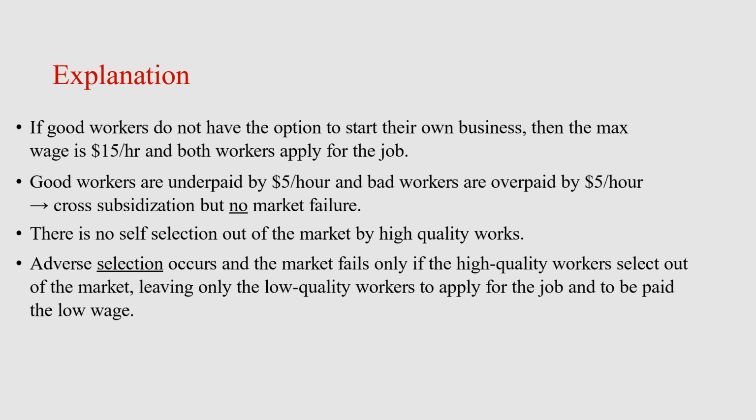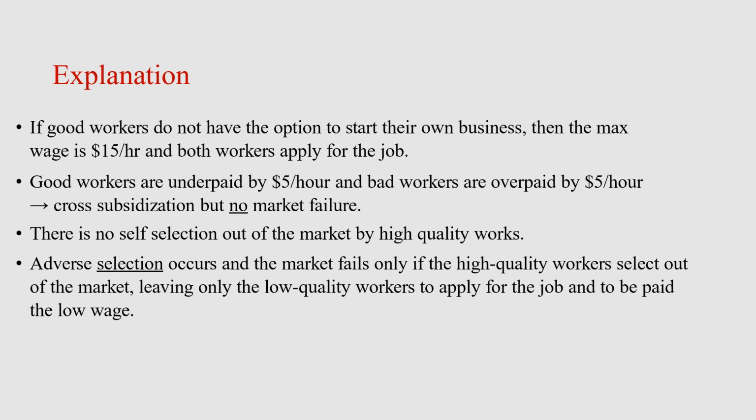If good workers do not have the option to start their own business, then the maximum wage is $15 an hour and both workers apply for the job. Good workers are underpaid by $5 an hour and bad workers are overpaid by $5 an hour. But this cross-subsidization is not a market failure per se. The reason being it's more of a redistribution of income. So there's no self-selection out of the market by the high-quality workers.